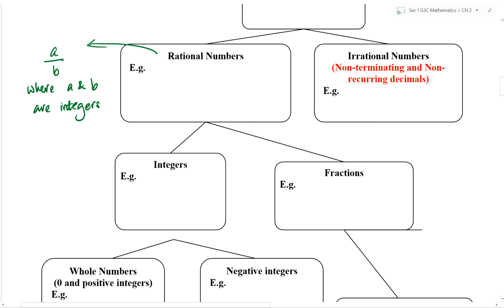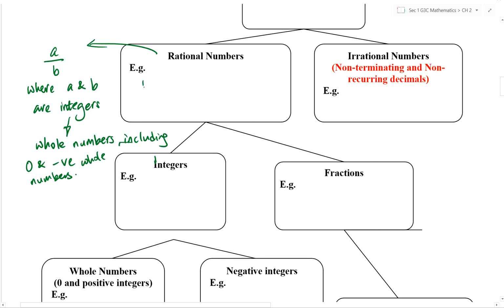Okay, so integers are, from what you know, whole numbers, including 0 and negative whole numbers. Okay, so there are so many different rational numbers that we can create.